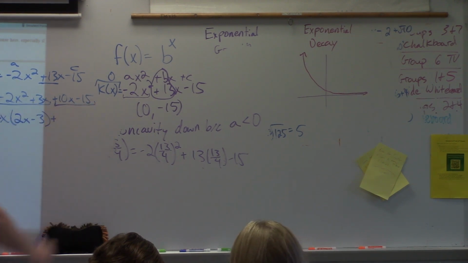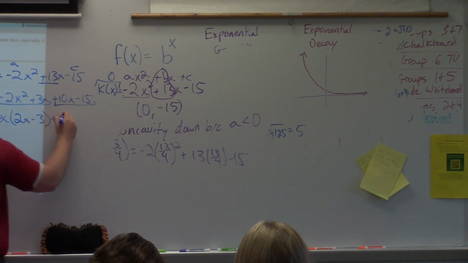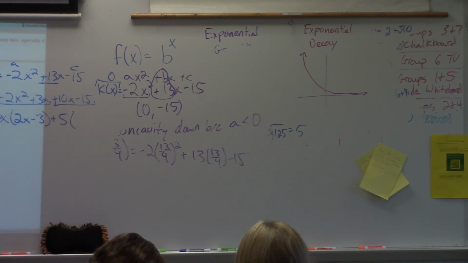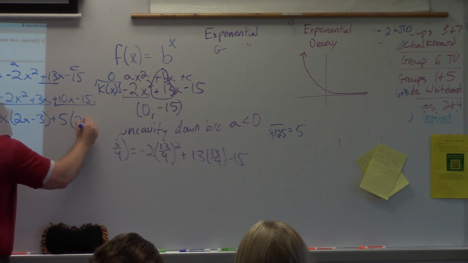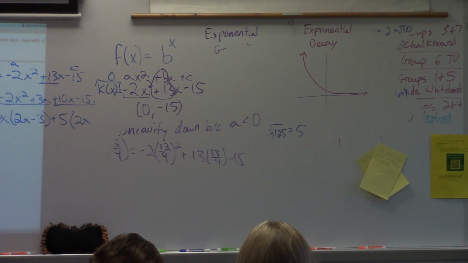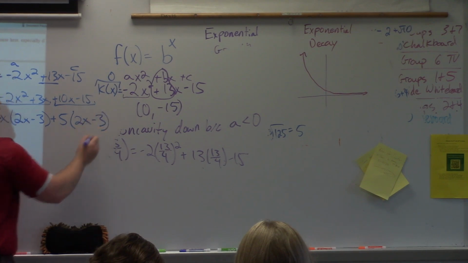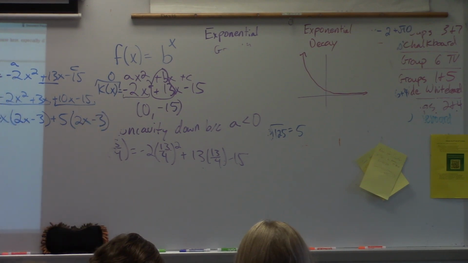What do 10x minus 15 have in common? What can I divide both of those by? You can divide both of them by 5. So what is 10 divided by 5? 2, so I'm left with 2x. What's negative 15 divided by 5? Negative 3. What can I divide both of these by? That's my greatest common factor.